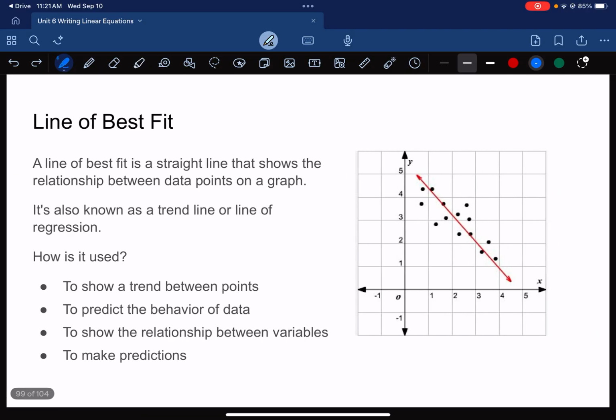All right. Line of best fit. Well, line of best fit is simply a straight line that shows the relationship between the data points on a graph. It's also known as a trend line or a line of regression. What you want to do with it is draw a trend line so that you can show a trend between points or predict the behavior of data. You can show the relationship between the variables. You can make predictions. We can actually write an equation of our line of best fit and then use it to show the relationship between the variables and to make predictions. Okay, and we can predict behavior of the data. All those things come from that trend line.